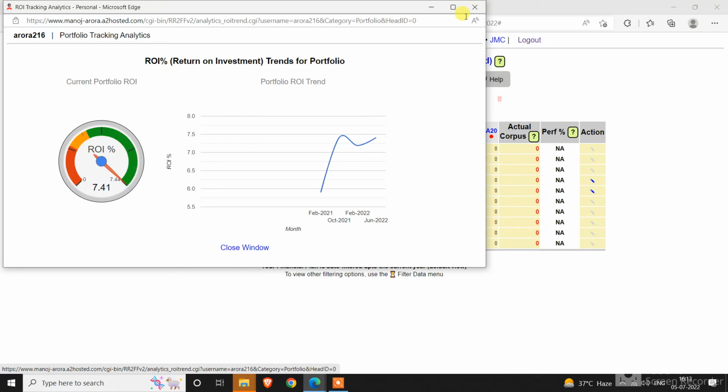So try to read all these graphs together and make conclusions out of them, analyze them, discuss it with your advisor, and try to improve the ROI.